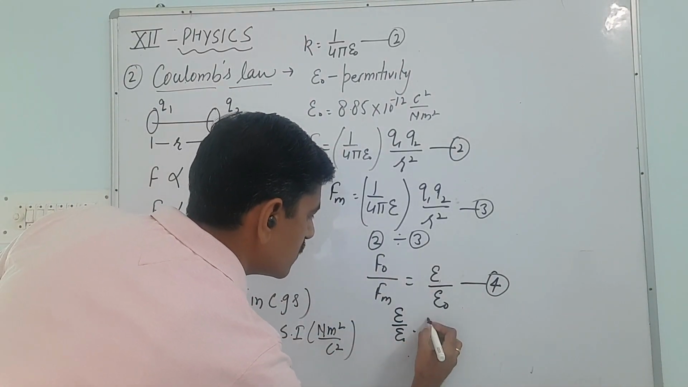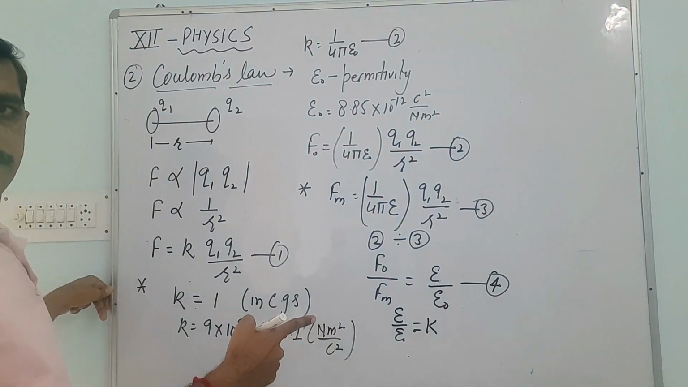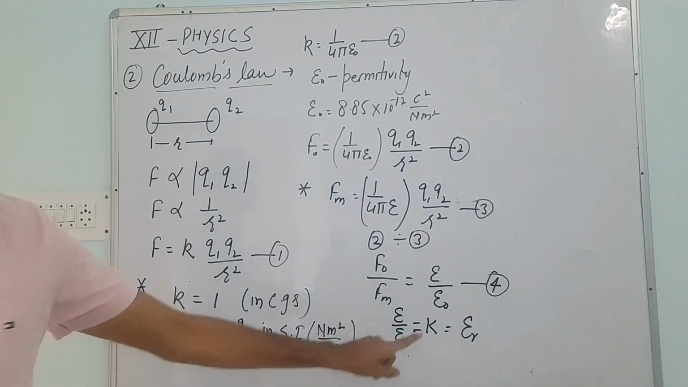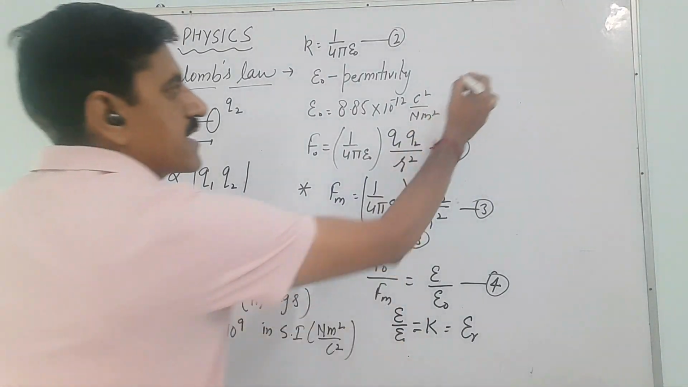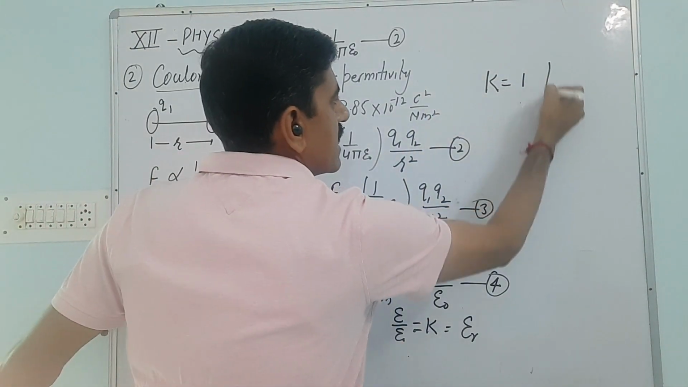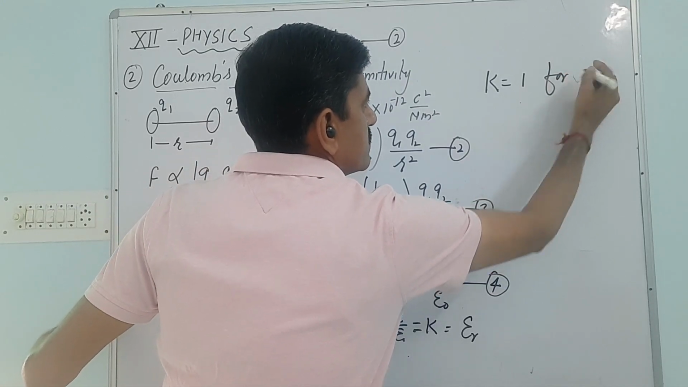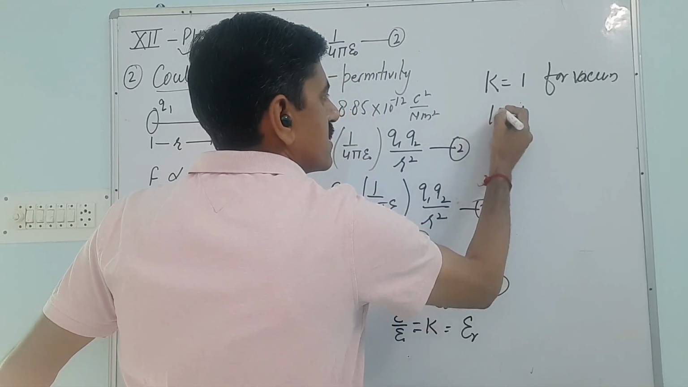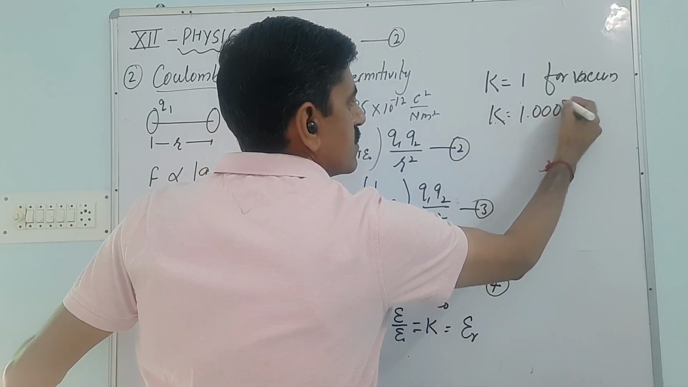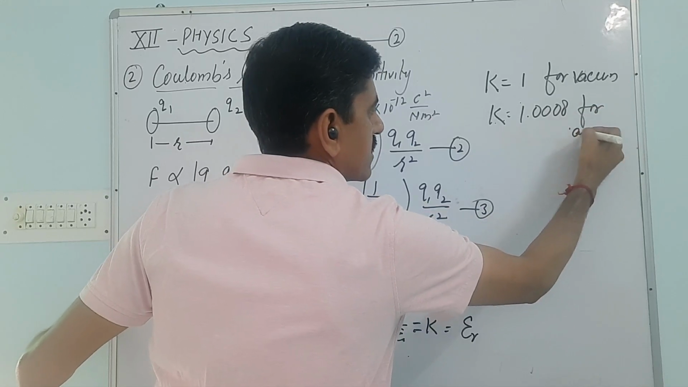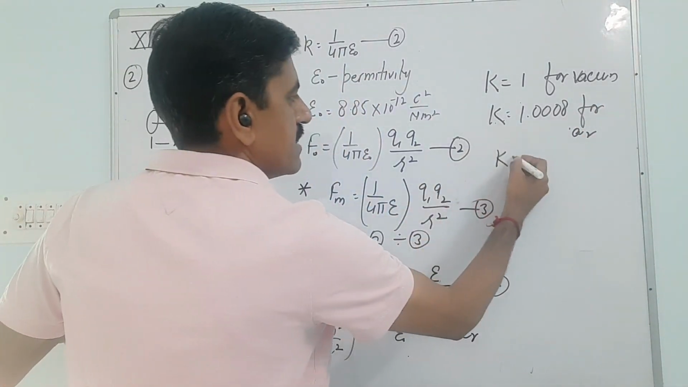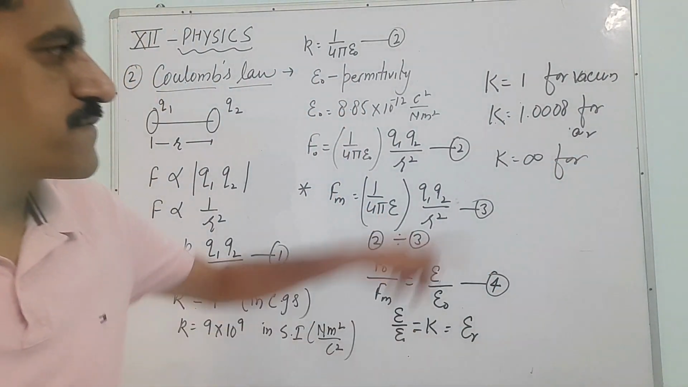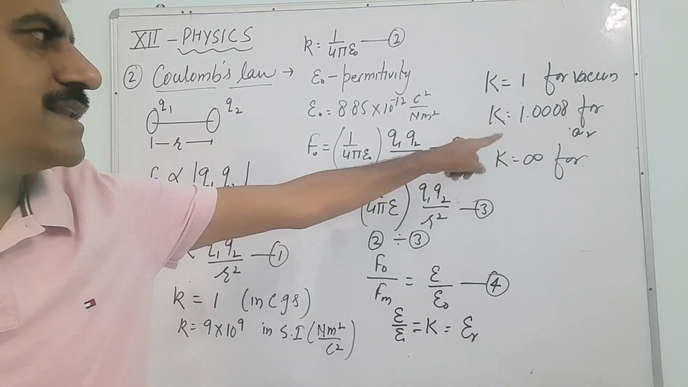Epsilon by epsilon 0 can be written as capital K, usually known as dielectric constant. Epsilon r is known as relative permittivity. Capital K is 1 for vacuum. It is 1.0008 for air, and this is infinite for metals, right? This varies from 1 to infinite. This cannot be less than 1.